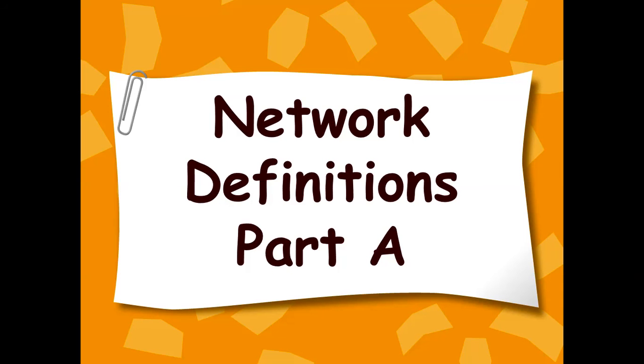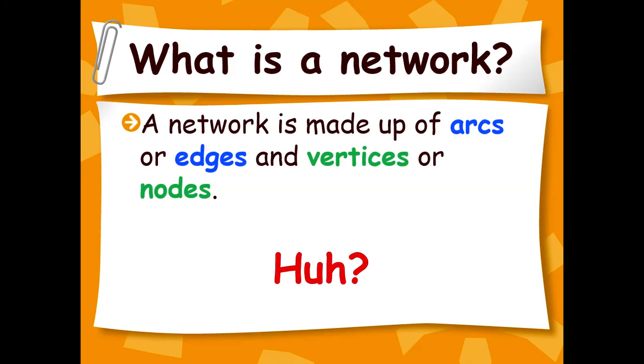We're starting off looking at some definitions of networks, and we'll go through these a little piece at a time. So here's part A. The first thing we need to know is what actually is a network. A network is made up of arcs or edges, and it's made up of vertices or nodes. Arcs and edges are the same word for the same thing, and vertices and nodes are two words for the same thing as well.